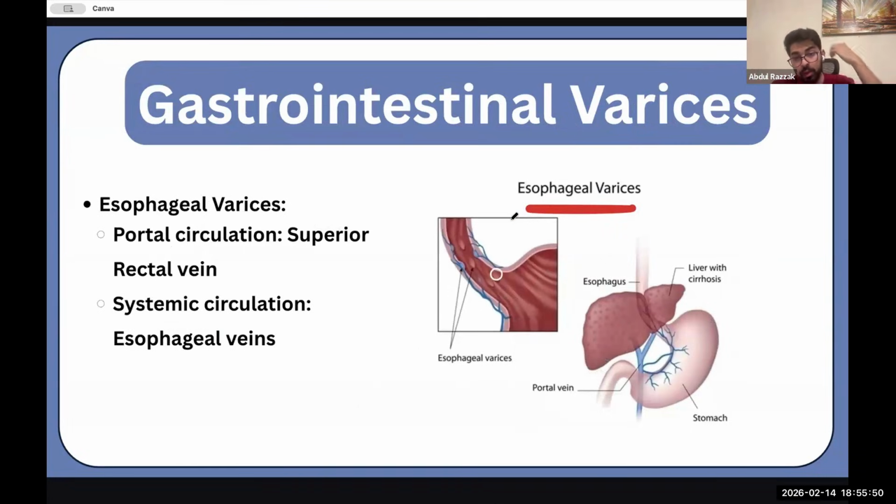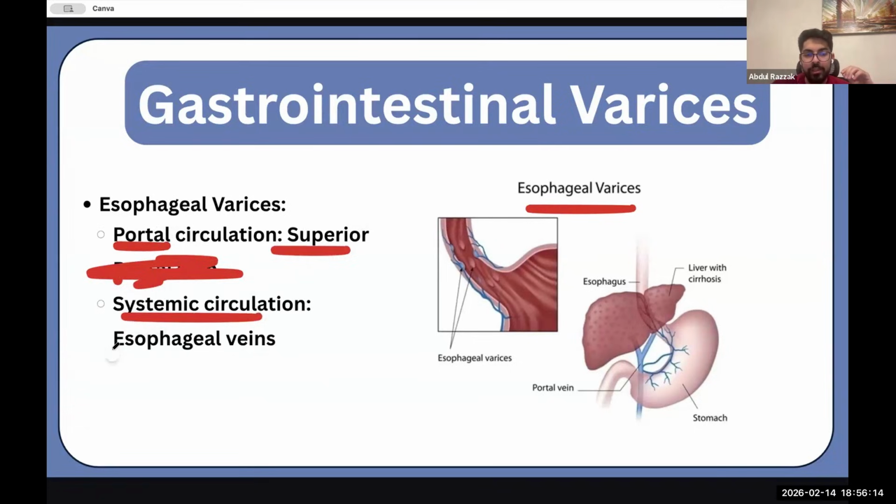For esophageal varices, from the portal circulation, this is not the rectal vein, guys. Sorry, it is the left gastric vein. From the systemic circulation, you have the esophageal veins that are going to be draining into the azygos vein. So the portal circulation, never mind this, it is the left gastric vein.